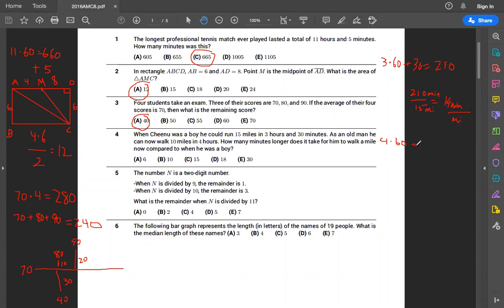And that's equal to 240 minutes. So if we divide that by 10 miles, 240 minutes divided by 10 miles, that's going to be equal to 24 minutes per mile. So the problem is asking us for the difference, which is 24 minus 14, so our answer is 10.